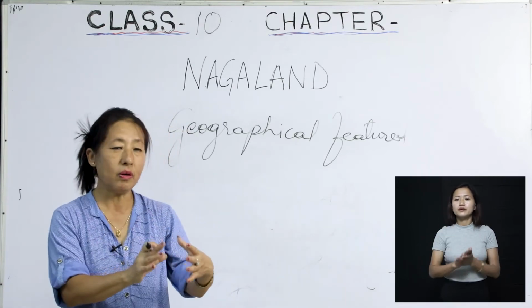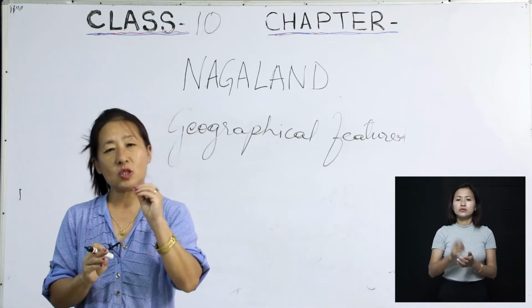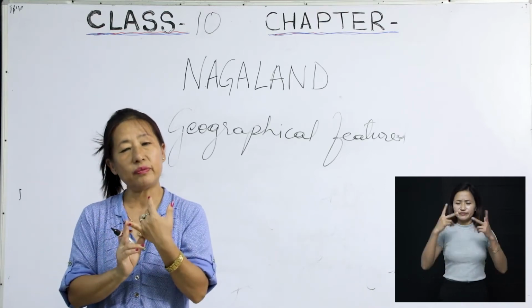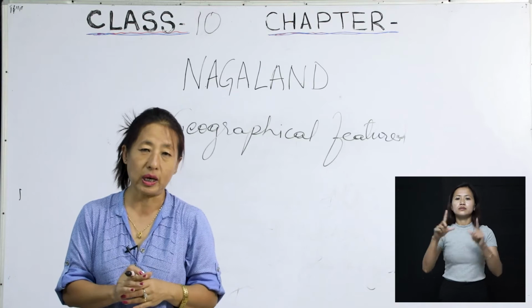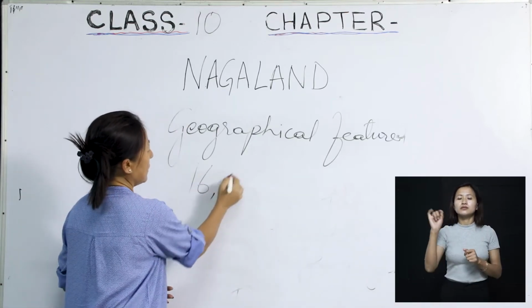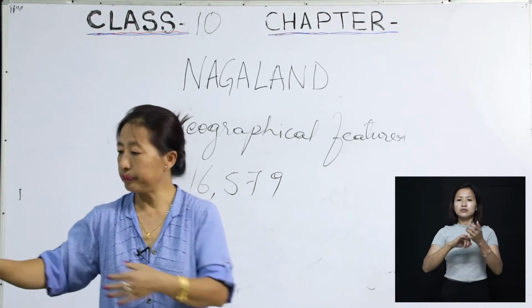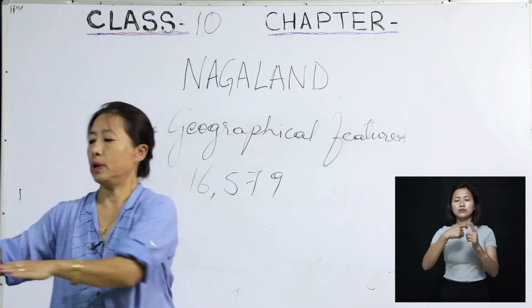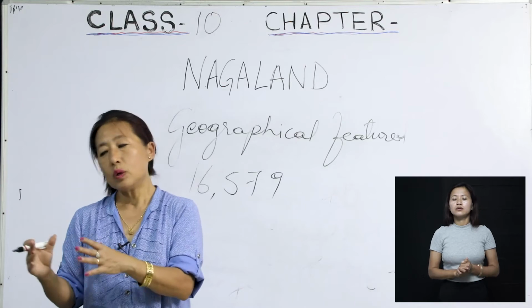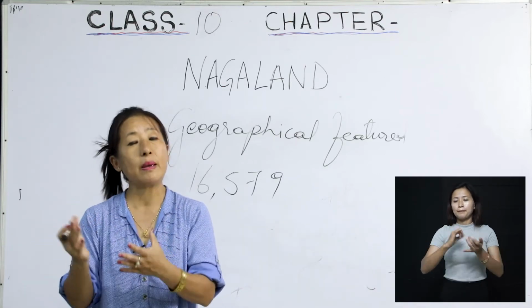So as I've said before, when you write about these geographical features, you need to be specific, okay? So here, as I've said, physically the state of Nagaland is triangular in shape. Then it has an area of 16,579 square kilometers. Okay. Then it is one of the northeastern states of India. Okay. Then again, you also have to write about the neighboring countries or the neighboring states.